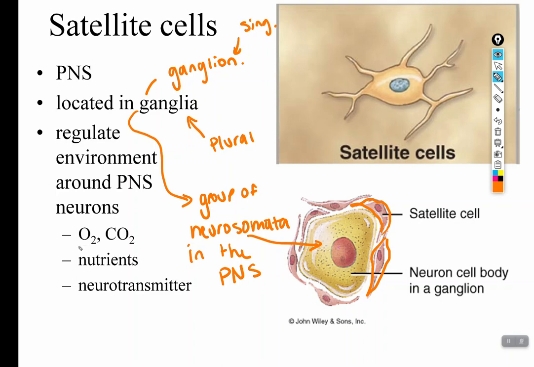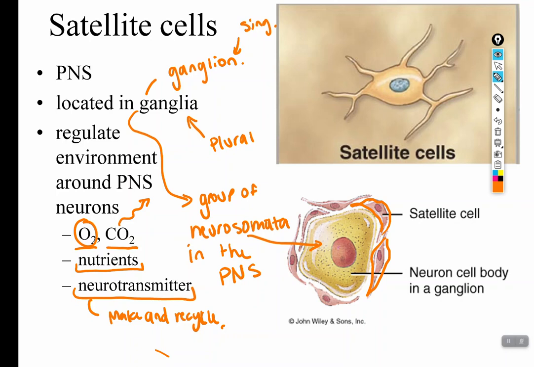And they do things like protect the neurosoma. They also help to regulate the gas exchange coming into, in the case of oxygen, and leaving, in the case of CO2, the neuron as the neuron respires. They can provide nutrient sources for these very nutrient-hungry cells, the neurons. And they're also involved in manufacturing and recycling of neurotransmitters. So make and recycle.